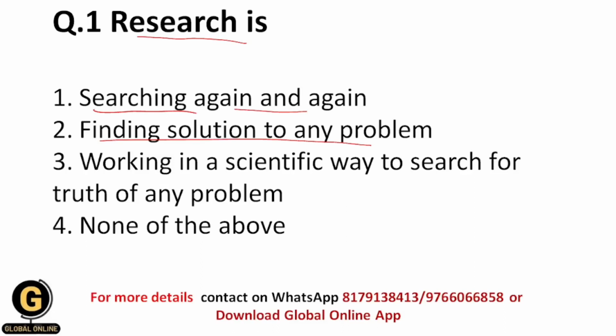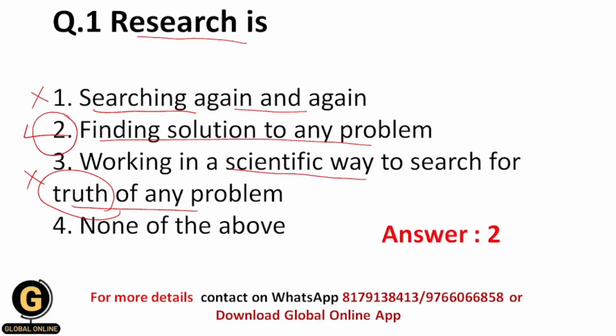Next option: research is working in a scientific way to search for the truth of any problem. No, research means working in a systematic way to search for a solution to any problem, not only the truth of any problem. So this will be the incorrect answer. Searching again and again means research, I agree, but it is not the exact definition of research, and that's why it is incorrect. So the correct answer is finding a solution to any problem. The correct answer to this question is 2.